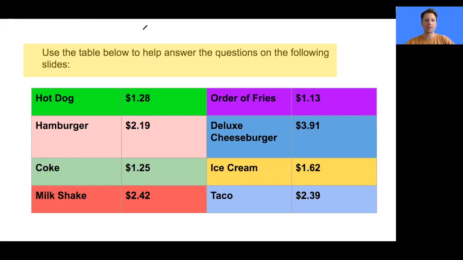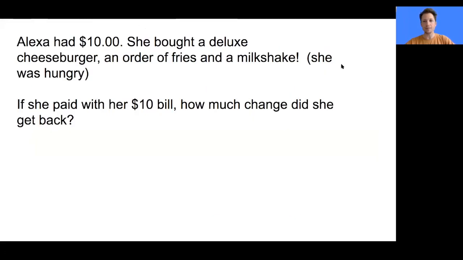So knowing this information, let's look at the questions that we need to answer. This looks like a pretty long one. Alexa had $10, okay? She bought a deluxe cheeseburger, an order of fries, and a milkshake. Wow, she must be hungry. If she paid with her $10 bill, how much change did she get back?